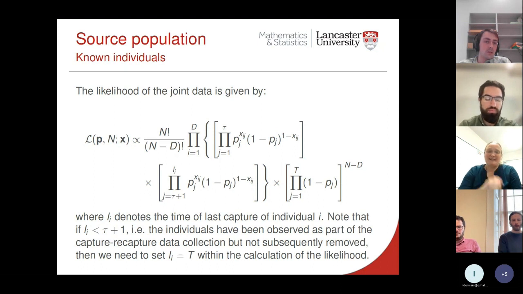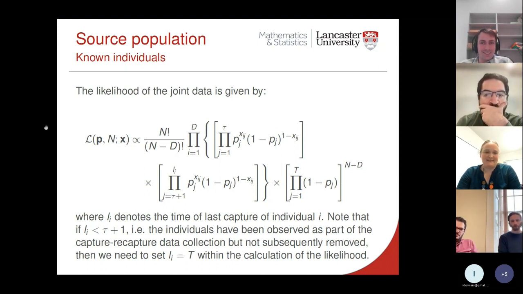Okay, so I'm not going to go into details because I don't think anyone wants complex statistical formulae explained to you on a Wednesday afternoon. But essentially, the likelihood function is once again a multinomial in structure. So we've got parts which correspond to the capture-recapture, and parts that correspond to the removal.